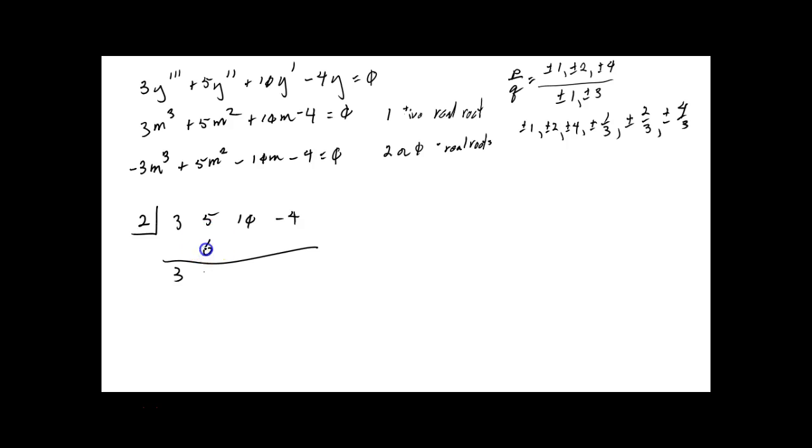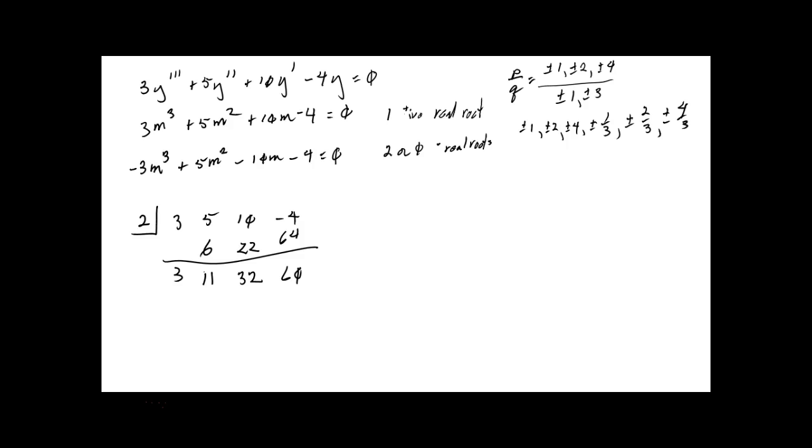2 times 3 is? Add, 11, multiply, 22, 22, add, 32, 32, multiply, 64, 64, add, 60. Obviously not 0. That's a remainder of 60, not a 0.